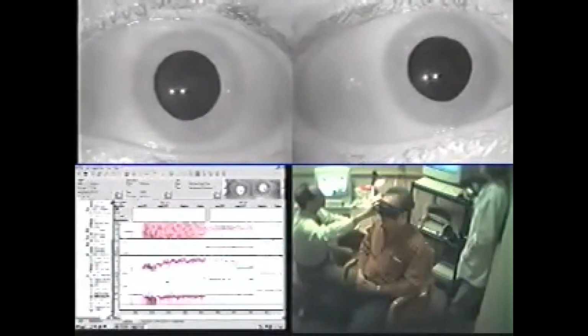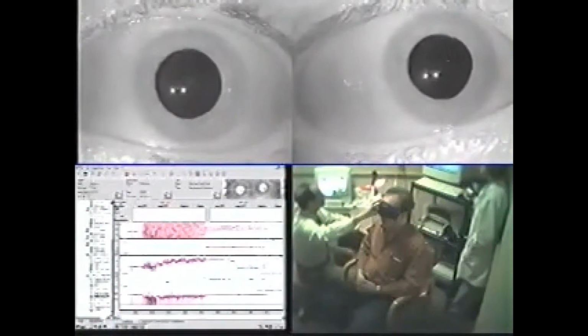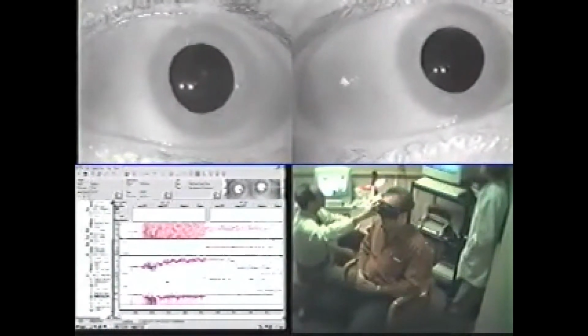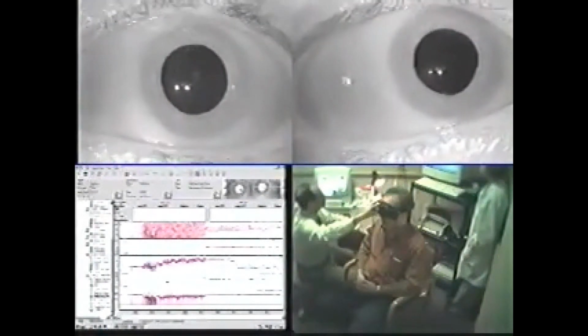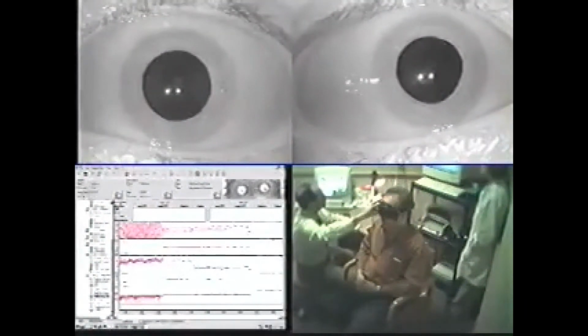As you can see in this example, this is a right beating post-headshake nystagmus, which means there's a left unilateral dysfunction. You can see that the nystagmus fatigues and completely dissipates 10 to 20 seconds post-headshake.